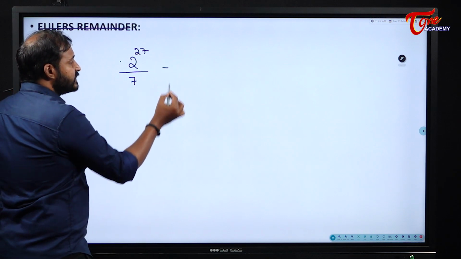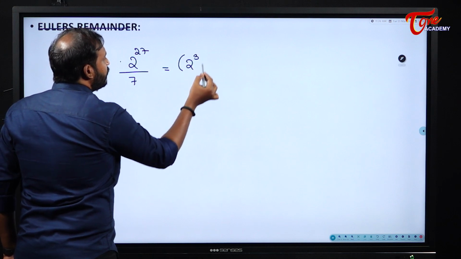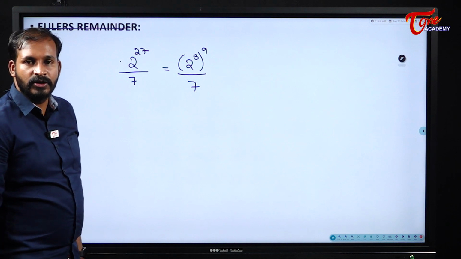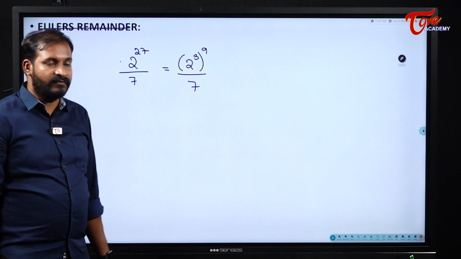So in these cases, intentionally what I will do is, I will write this as 2 cube whole to the power of 9 by 7. I can write, right? A to the power of m whole to the power of n means a to the power of m into n. So 2 cube whole to the power of 9 by 7.